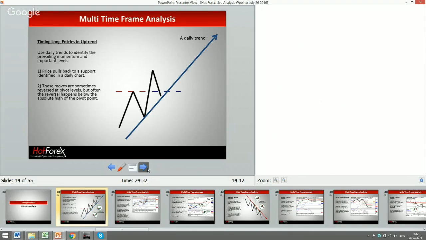These moves are sometimes reversed at pivot points, but often these reversals happen below the absolute. So as I say, this is an idealized chart. There's a few pips either way, and you've got to use a certain bit of nous when you're looking at your chart to appreciate what's going on there.